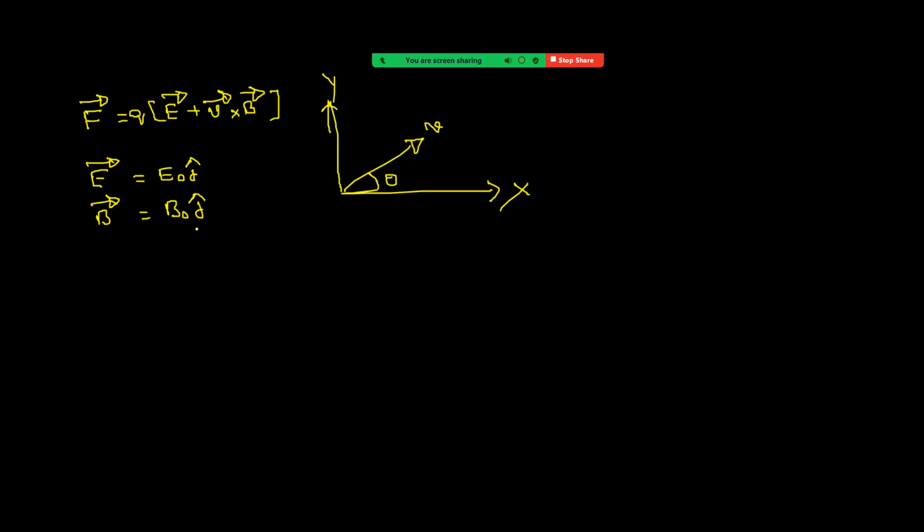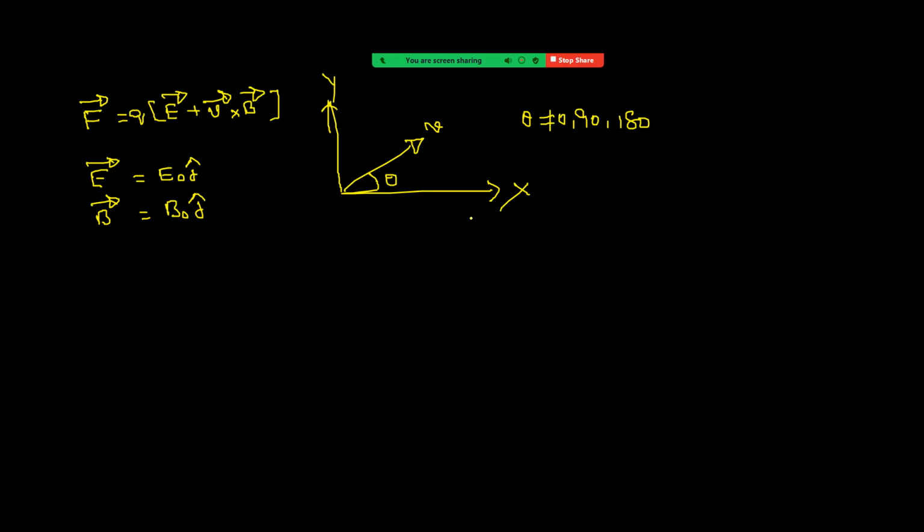Condition 1. For example, focus only on the magnetic field. If you take only the magnetic field, when theta is not equal to 0, 90 and 180, the path is helical. Theta not equal to 0, 90, 180, then the path is helical.